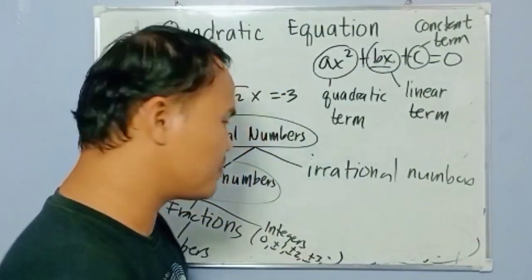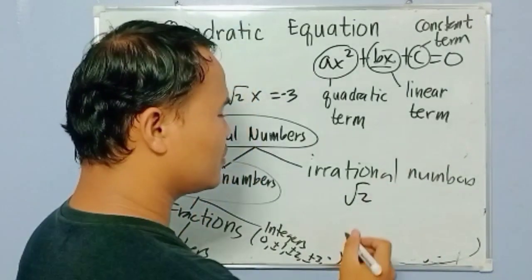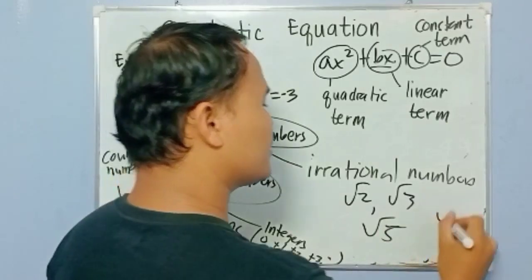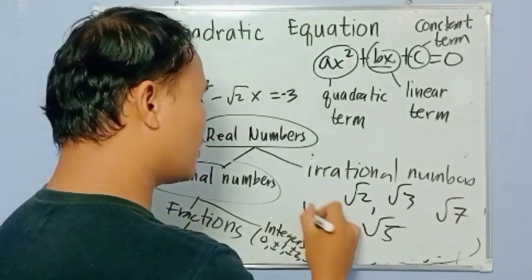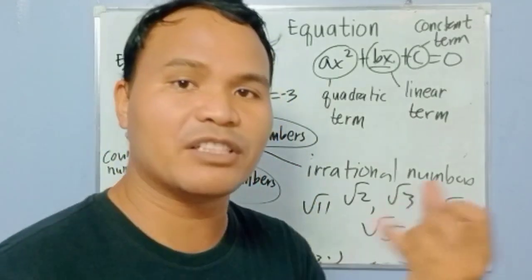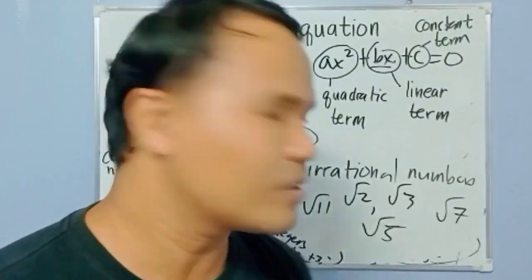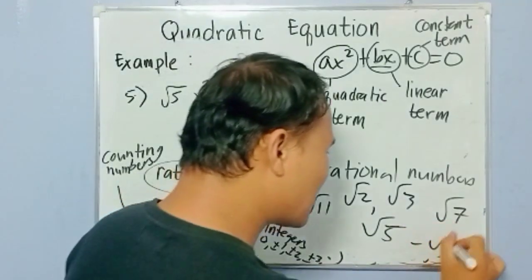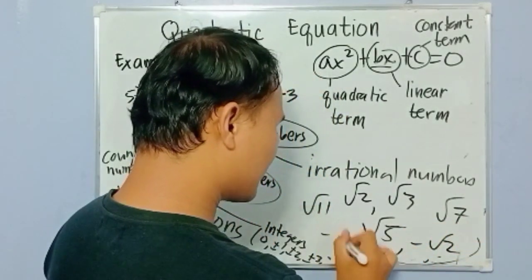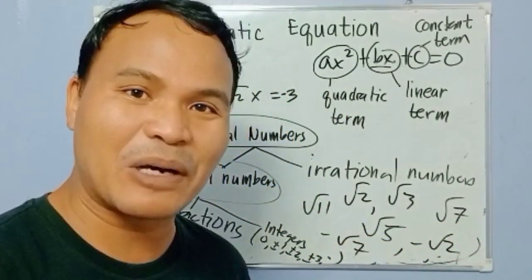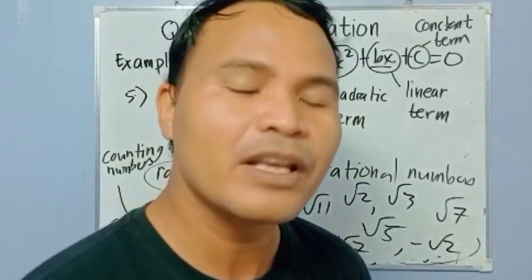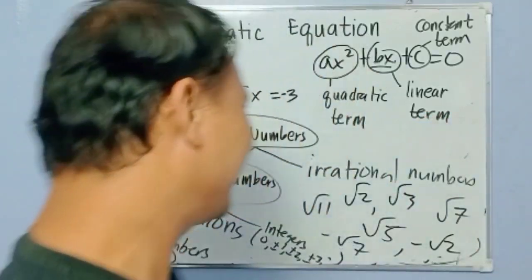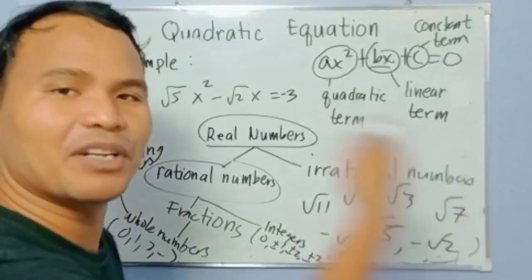Unsa man nga mga numbers? Mao ni siya mga square root of 2, square root of 3, square root of 5, square root of 7, square root of 11. Those numbers nga dili perfect square number, dili perfect cube numbers. Those are irrational numbers. Okay, negative square root of 2, negative square root of 7, negative square root of 11, negative square root of 13. Those are called irrational numbers. Okay, so these are real numbers.